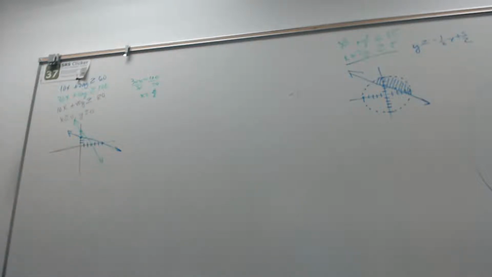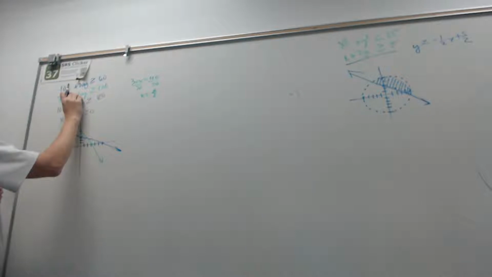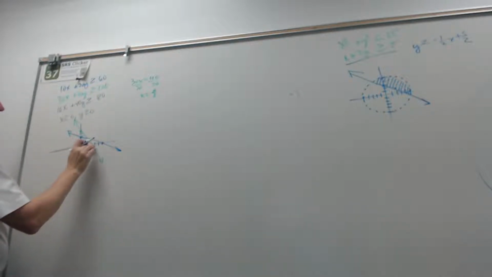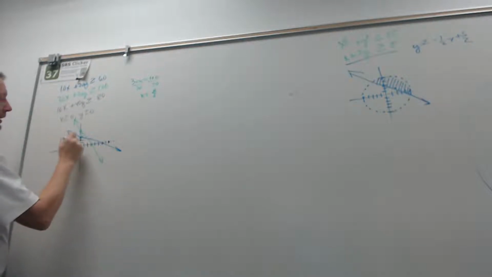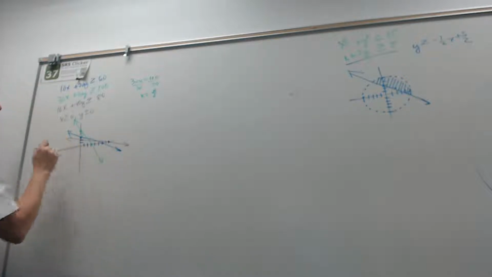And then the purple one. If x is 0, y is 2. If y is 0, x is 8. 1, 2, 3, 4, 5, 6, 7, 8. Okay, so x is greater than 0. Let's make sure all my signs are right on this. Yeah, they're all greater than. Okay.